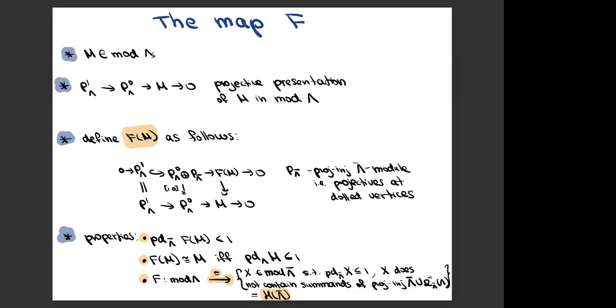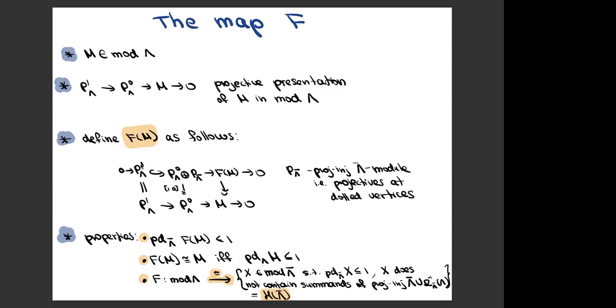So what is that? I start with a module M in mod lambda, and then you consider its minimal projective presentation in mod lambda: M, some P0 lambda, P1 lambda. And then I'm going to construct this F of M as follows. The way I'm going to present it maybe doesn't make clear that this is well defined, but this is the way you want to think about it. So I start here at the bottom with the same projective presentation of M in mod lambda. And then I'm going to construct F of M by constructing its projective presentation in lambda bar.